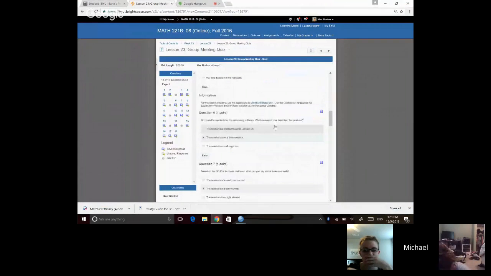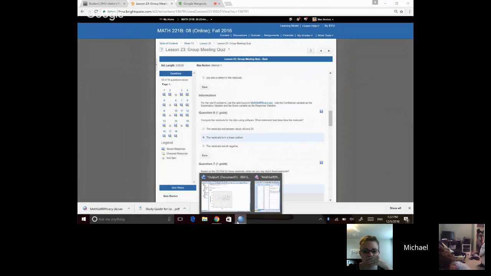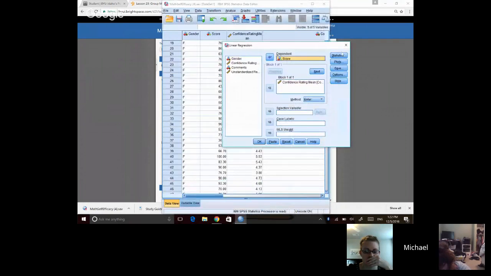It says that the confidence variable is the explanatory, which means it's independent. Score is dependent. Score is independent. Okay, so I need to switch those around. Confidence is dependent. No, I had it right. Dang it. No. Dependent.